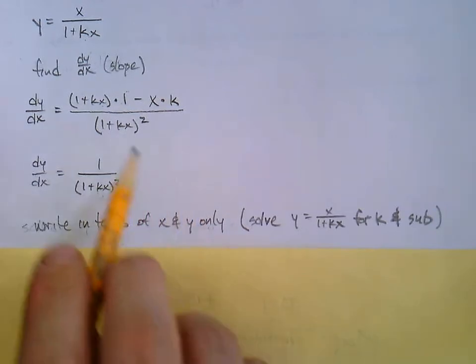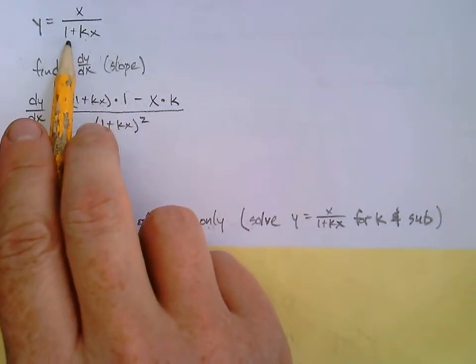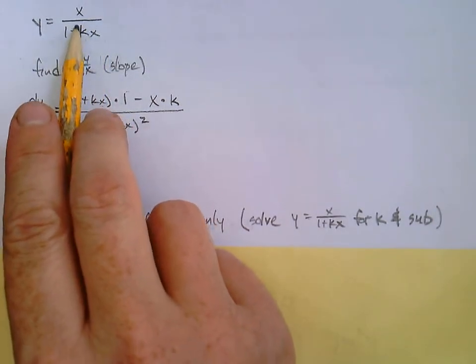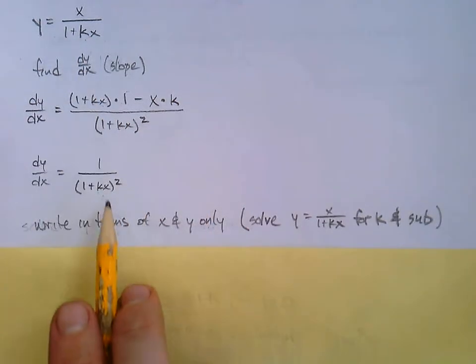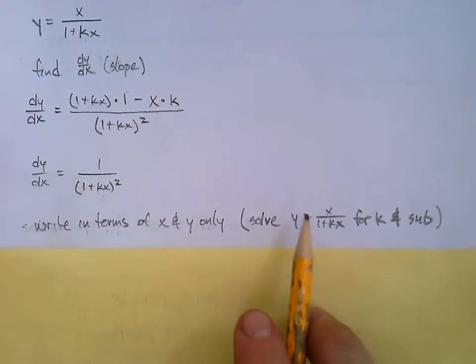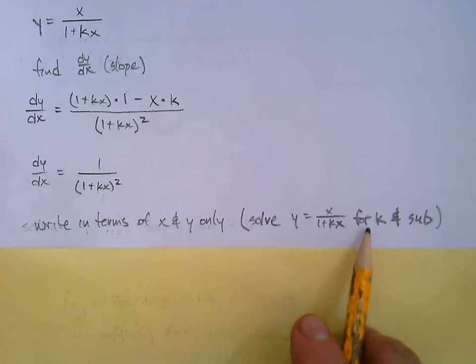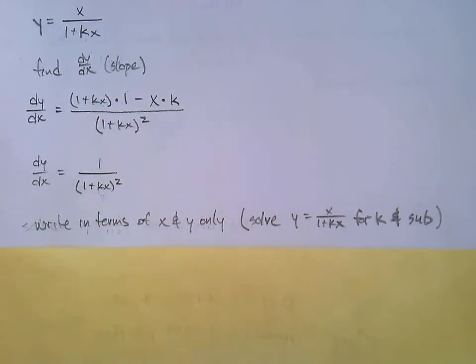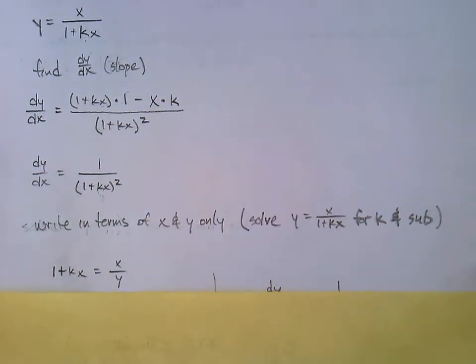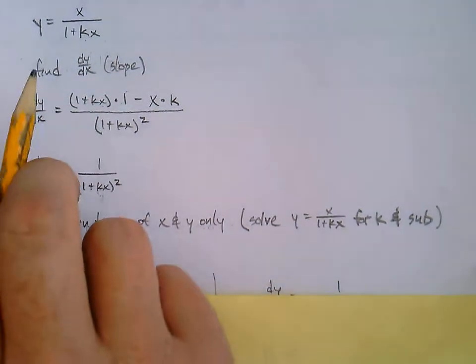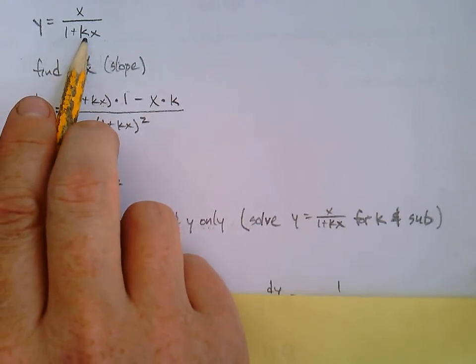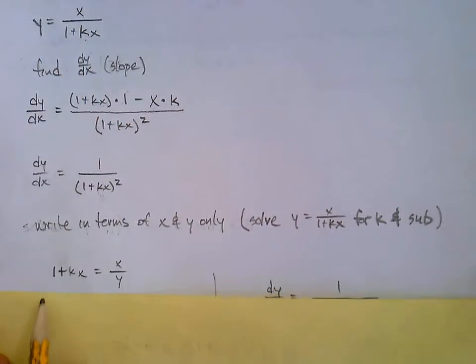Well, go back. We know that y equals x over 1 plus kx. We're going to solve for k, and we're going to plug it in there for the k. Solve y equals x over 1 plus kx for k and substitute. Now that's sneaky. Okay, I guess you could do that. Well, let's see here. Solve this for k. So we can multiply 1 plus kx over, divide by y. Okay. Subtract 1.